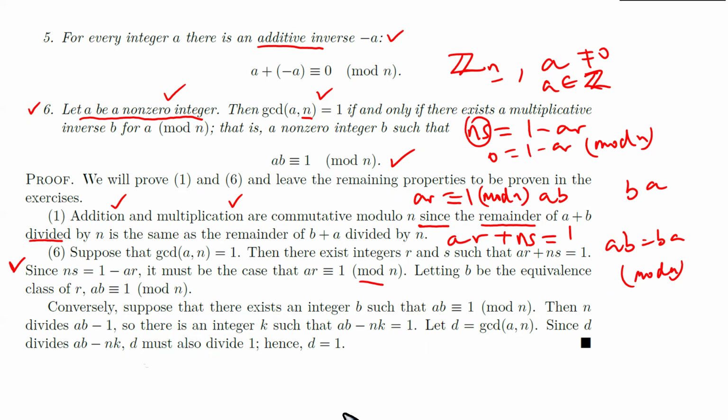So this would be true. If you take B to be the equivalence class of R, from this equation, AR is already 1, so indeed it will follow that AB is 1. Because this B is in the equivalence class of R, B and R are equivalent modulo N, so R can be replaced by B modulo N.